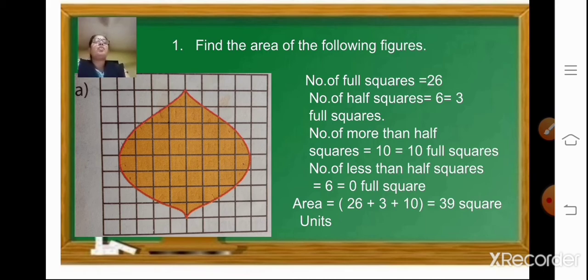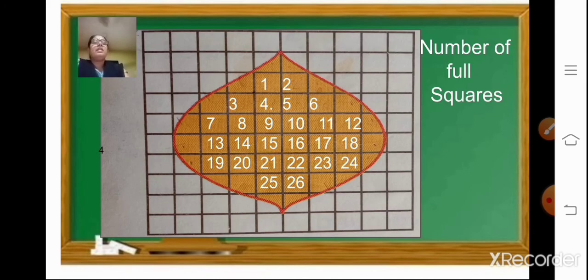Now just have a look at this figure. Here you can see the total number of full squares. So the total number of full squares, let us see. See, in this slide I have shown you the total number of full squares covered. So it is 26.